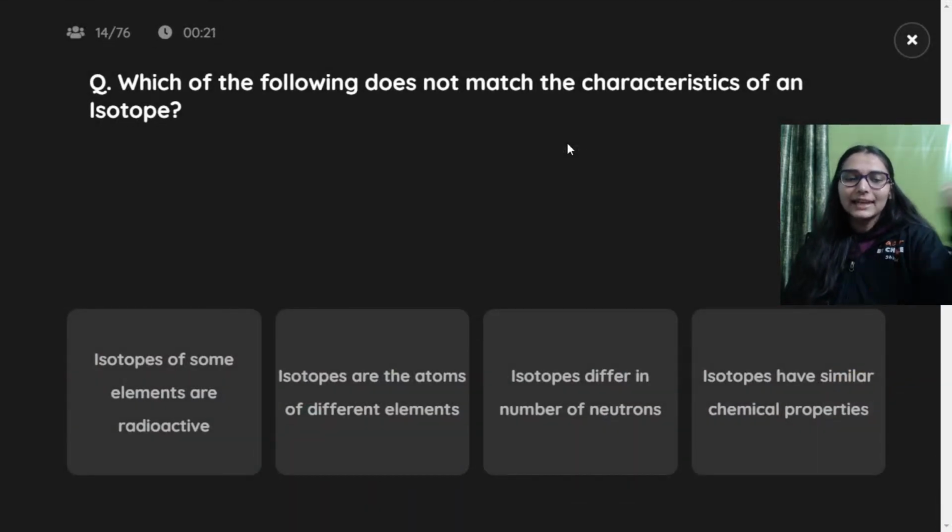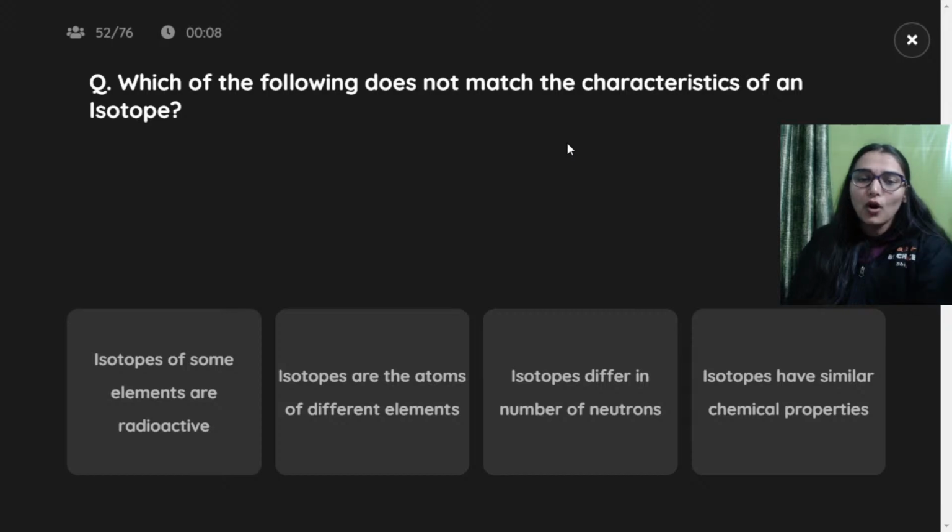Isotopes of some elements are radioactive. Isotopes are the atoms of different elements. Isotopes differ in the number of neutrons, or isotopes have similar chemical properties. You have to tell the wrong statement.